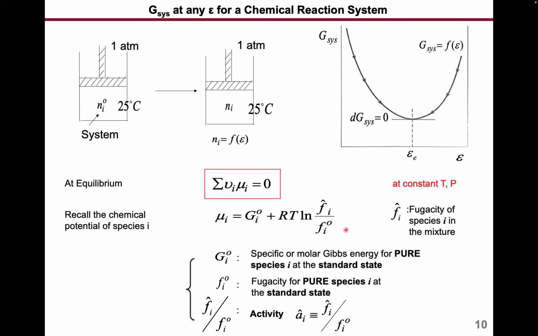And this one is the activity that we introduced in the previous lecture, right? So activity alpha i hat is equal to Fi hat divided by Fi0. We already know how to calculate these. So in the end, your chemical potential mu i is equal to Gi0 plus RT natural log alpha i hat, right? And Gi0 is the standard state Gibbs free energy. Okay. All right.